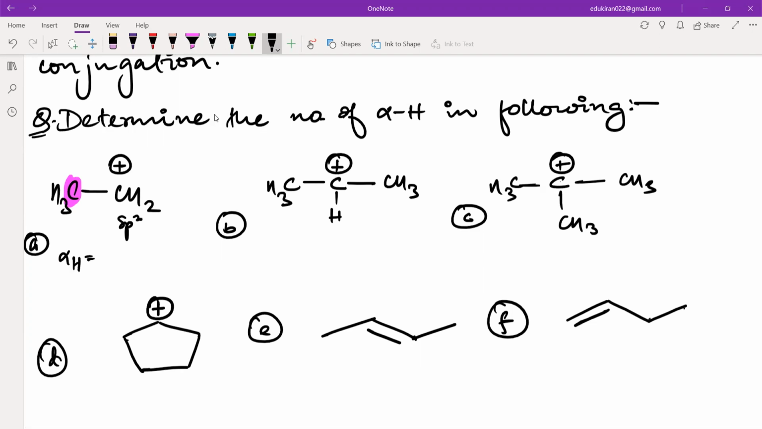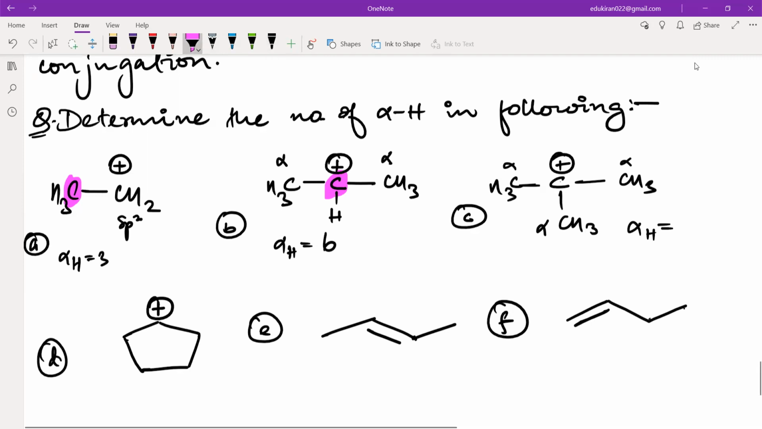Alpha hydrogen is equal to 3. What about here? In this case, this is sp2. This is also alpha, this is also alpha. Now, number of alpha hydrogens is equal to how much? 6. Okay, very good. In this case, alpha hydrogen is equal to how much? 6, 9. This is also alpha, right?